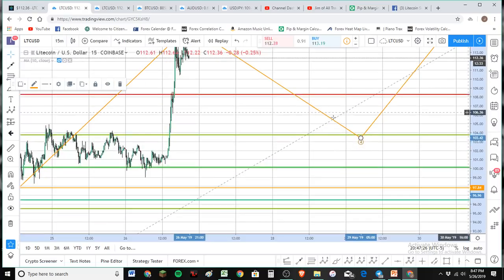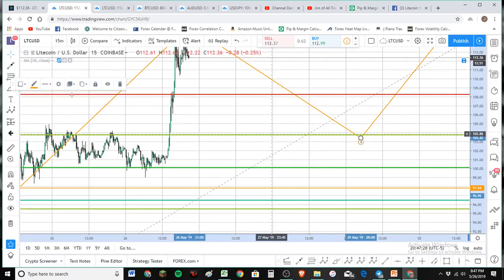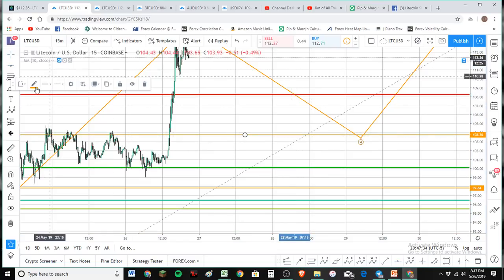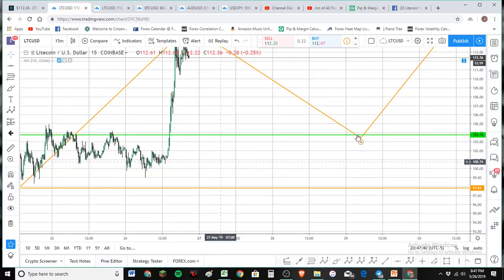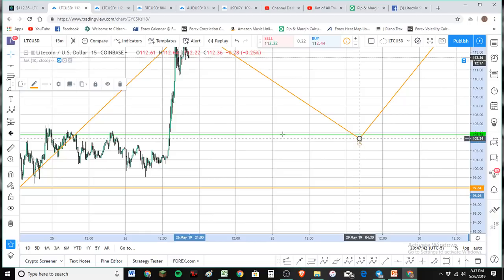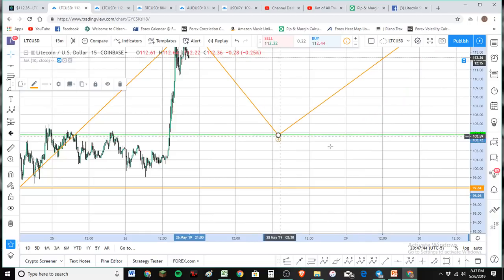All right, so I'm going to get rid of these extensions. This is the 382 and this is our target. So I'm just going to throw a line here. We're not going to make it a golden line of death. We're going to make this green for the money line. That's the money line. That's where we want price to come down here and bounce. That's what we're looking at.